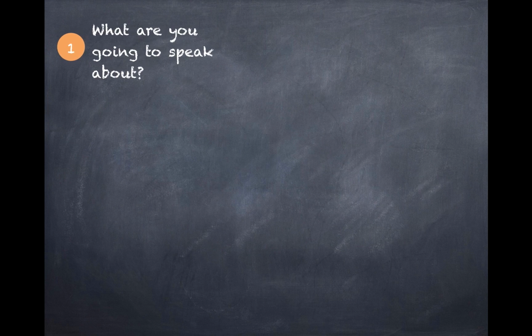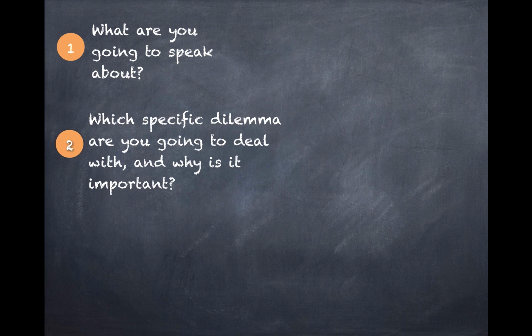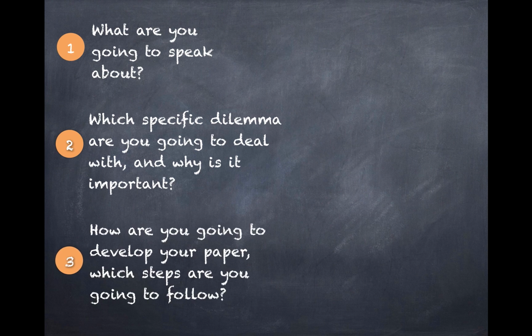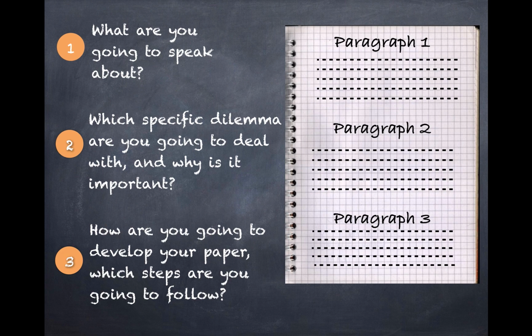In an introduction of an ethics paper, the reader must know: 1. What are you going to speak about? 2. Which specific dilemma are you going to deal with and why is it important? And 3. How are you going to develop your paper? Which steps are you going to follow? These 3 questions can be organized accordingly in 3 paragraphs. So, let's start with question 1, paragraph 1.